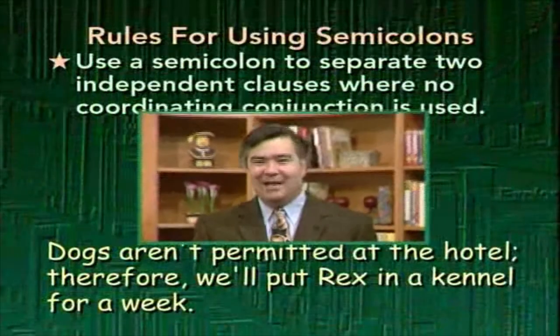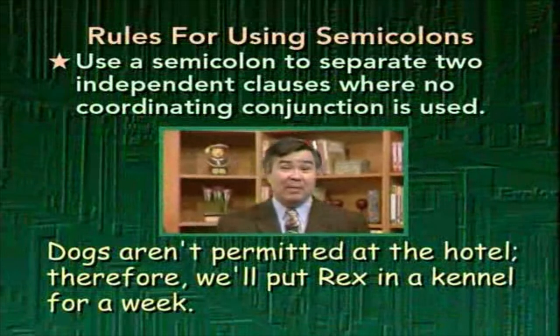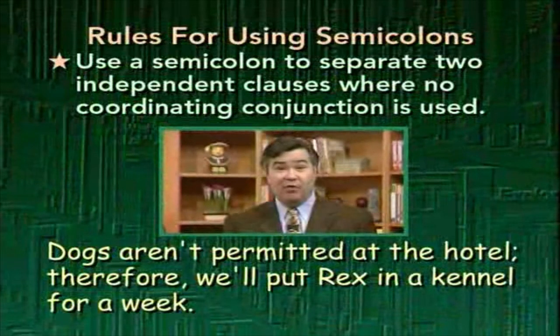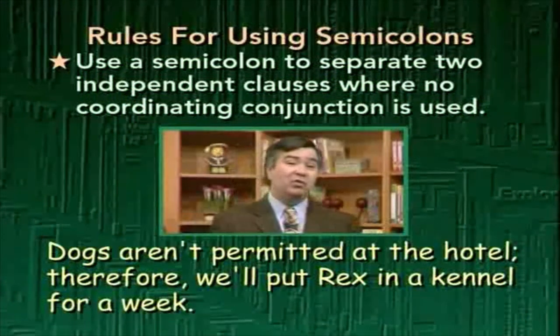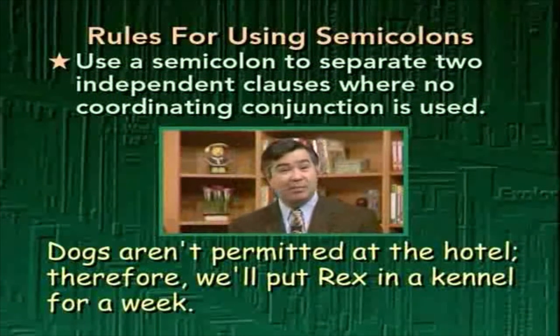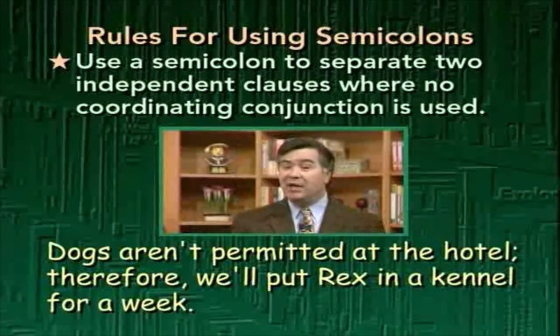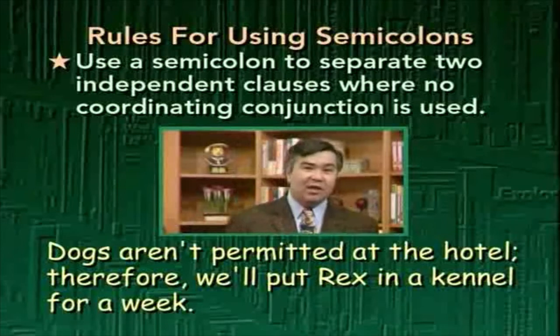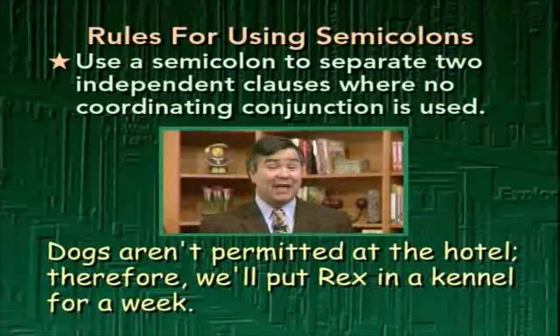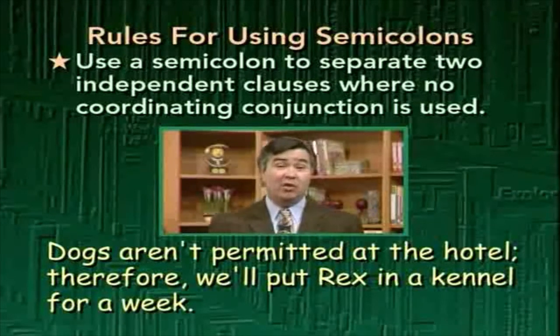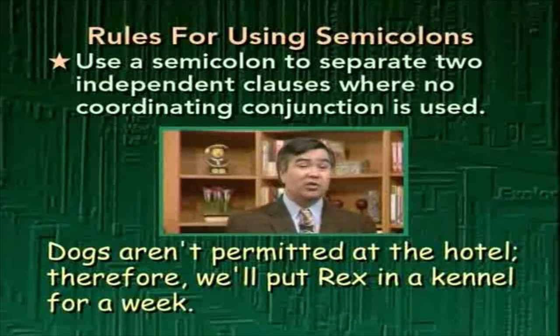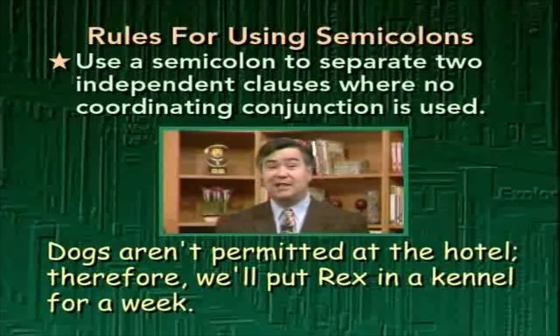Let's look at an example. Dogs aren't permitted at the hotel; therefore, we'll put Rex in a kennel for a week. Here we have two independent clauses which have simply been joined without using a coordinating conjunction. So the semicolon that appears after the word hotel is correct. Look at what appears on either side of the semicolon. You'll see that each of those clauses could stand alone as a sentence.